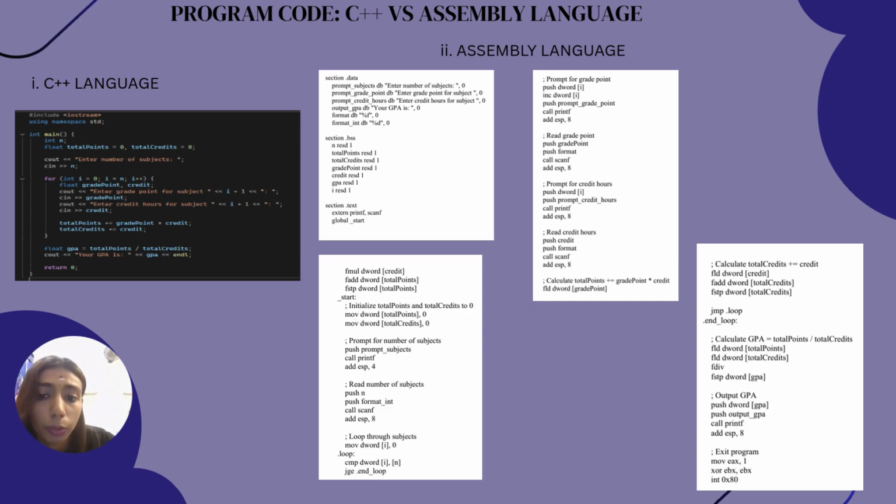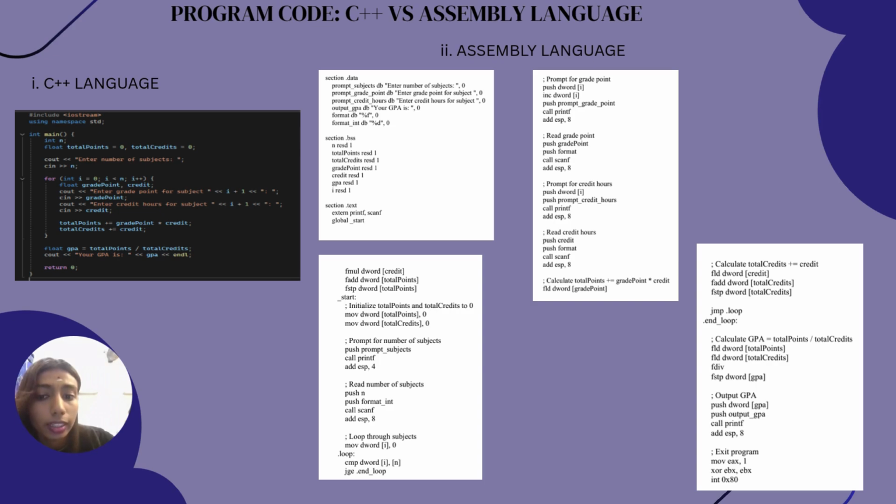The assembly language program, written in NASM syntax for Linux using x86 architecture, is designed to calculate the grade point average (GPA) of a student based on the number of subjects, the grade point obtained for each subject and the corresponding credit hour. The program begins by declaring necessary constant messages and formatting strings in the data section, which are used for prompting the user and formatting the output. In the .bss section, several variables are declared to store user input such as number of subjects and individual grade point and credit hour, as well as accumulated totals like total point, total credit and the final calculated GPA.